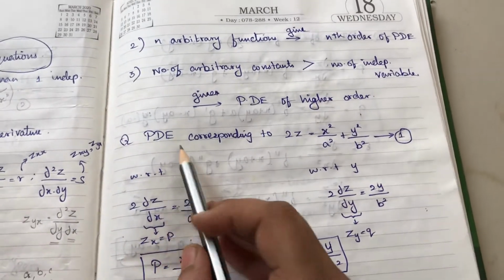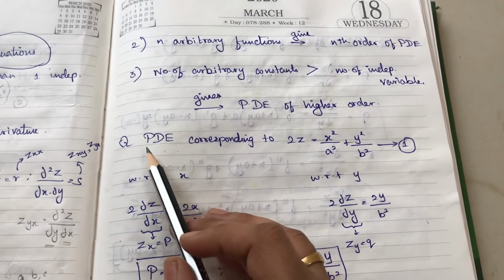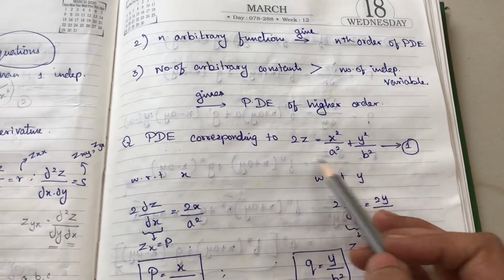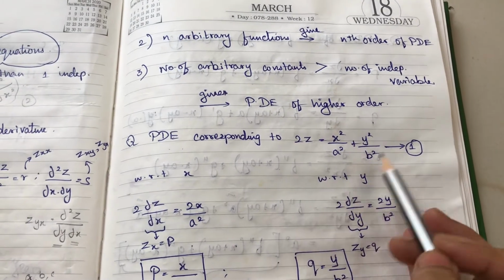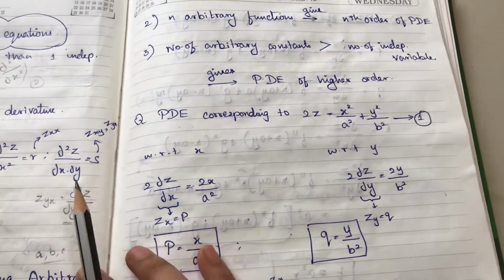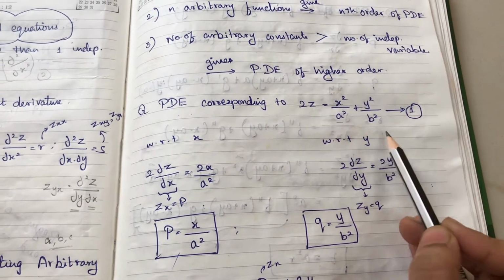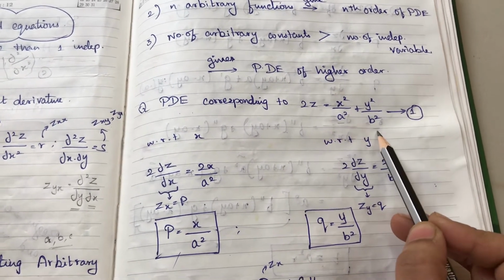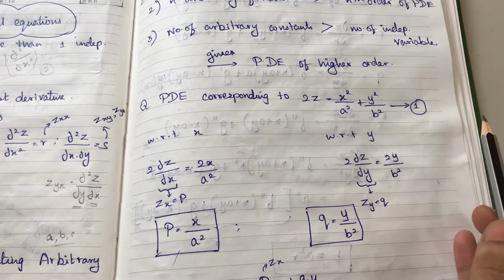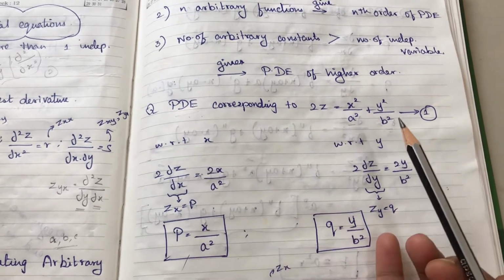Okay, let's see some sums. PDE, partial differential equation. So they have given one term here. First what we need to do is find A and B, because these are the constants. So we need to remove these. Then we will get the partial differential equation.